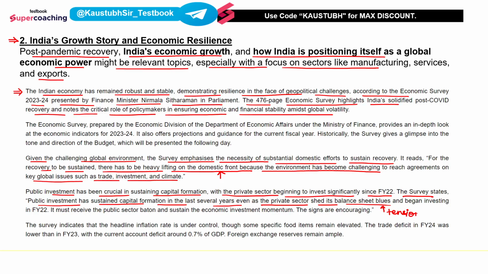So here, as you can see, you get to know different words, you get to know different vocabulary, and that also somewhere helps you with your answer writing skills. And began investing in the 2022 financial year. It must receive the public sector baton and sustain the economic investment momentum. The signs are encouraging. This is what the economic survey says.